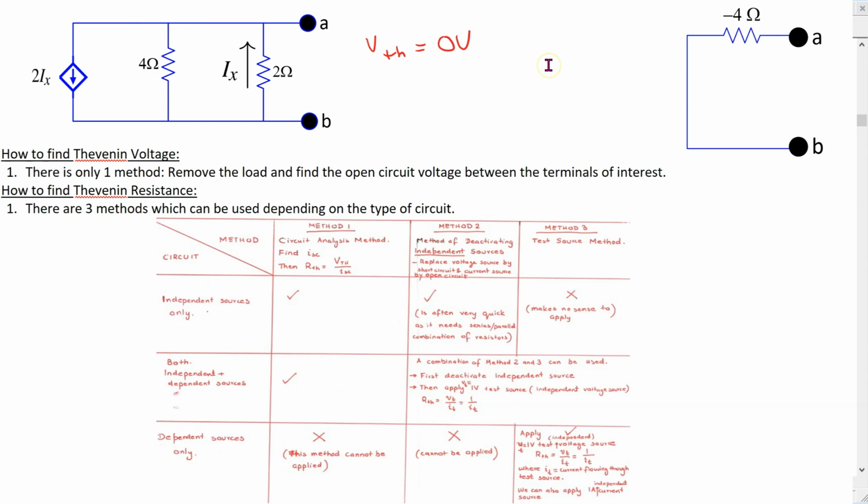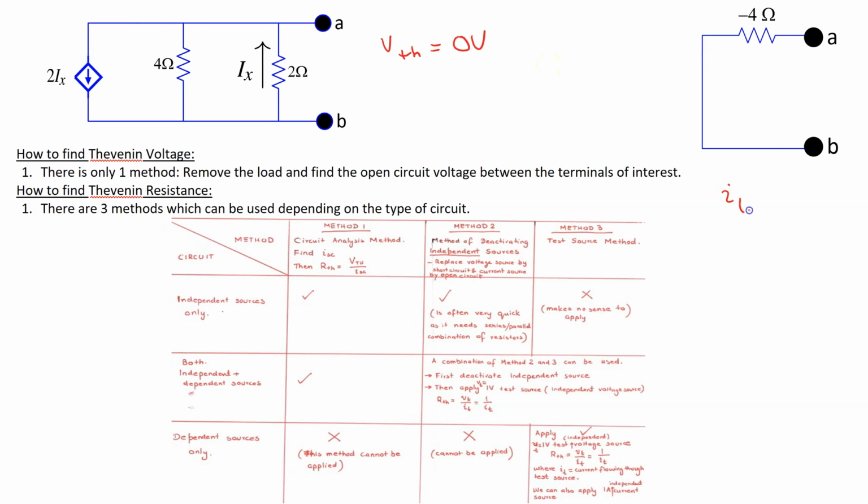Using PSpice, we have shown that IT is 1 amp and VT is minus 4 volts. Therefore, R Thevenin comes out minus 4 ohms as expected. So this shows how to find the Thevenin resistance for circuits containing dependent sources only.